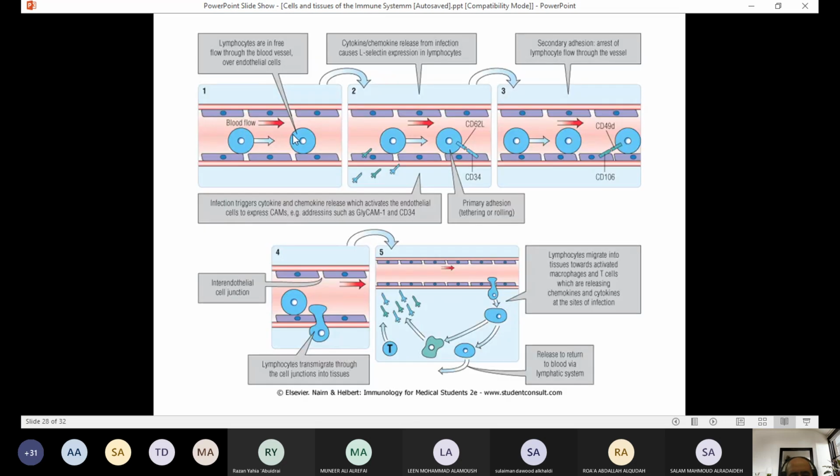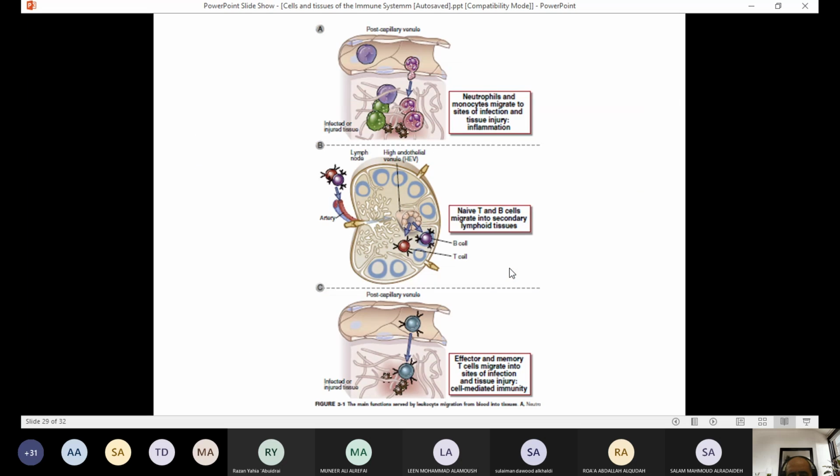You see the attachment, the message, the active process, and then they will pass between the adjacent cells and go into their allocated site. We call this homing or trafficking. So homing and trafficking is an active process, with cell adhesion molecules that facilitate this process, and they keep passing and homing into the area where they are supposed to be located.